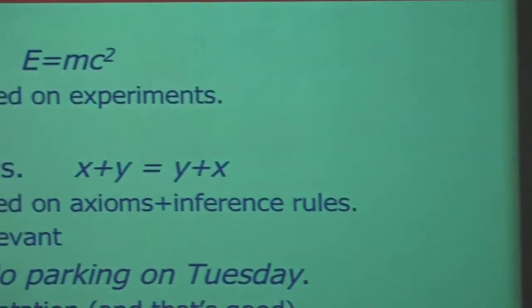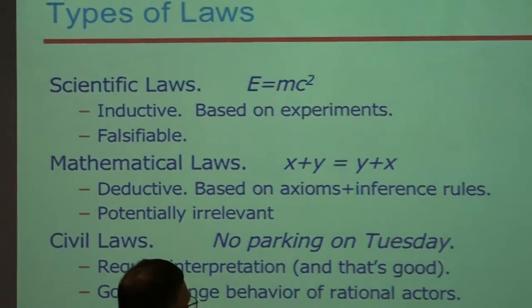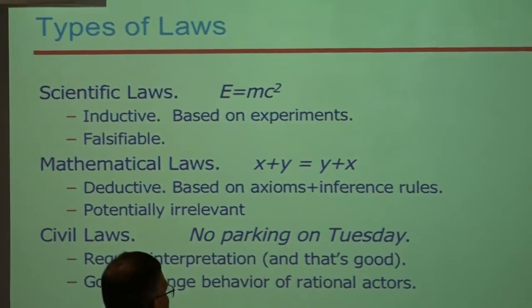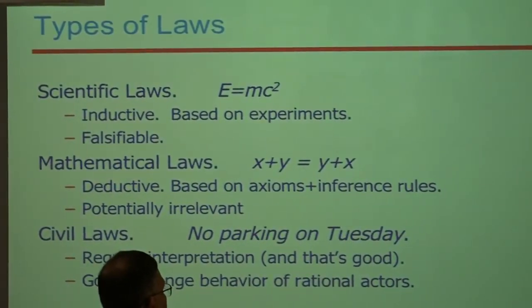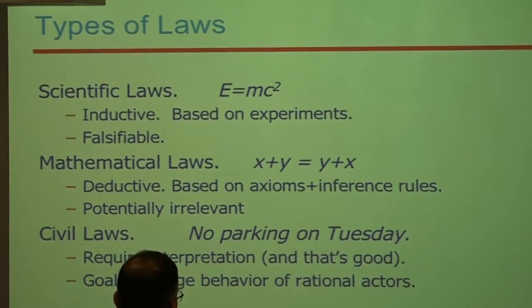Mathematicians come up with laws, and this is a deductive as opposed to inductive proposition. One starts with a set of axioms and some inference rules, and you apply the inference rules to the axioms and see what you can conclude. So you can prove things. It's often possible to disprove things, and it's easy to come up with laws that are simply irrelevant because the axioms may not describe anything having to do with reality.